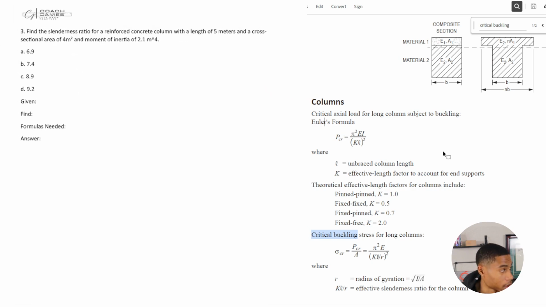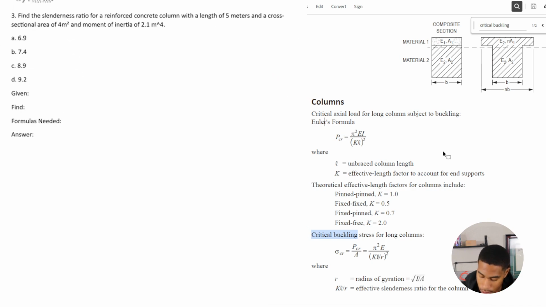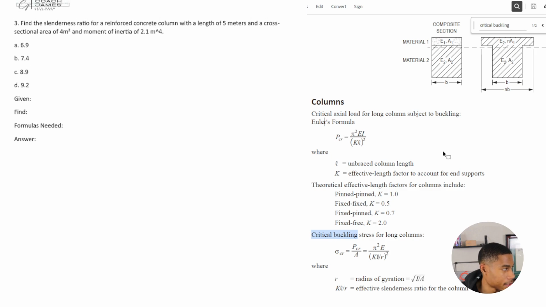And let's look at number 3. This one says, find the slenderness ratio for a reinforced concrete column with a length of 5 meters, a cross-sectional area of 4 meters squared, and a moment of inertia of 2.1 meters to the fourth. So a bunch of information.